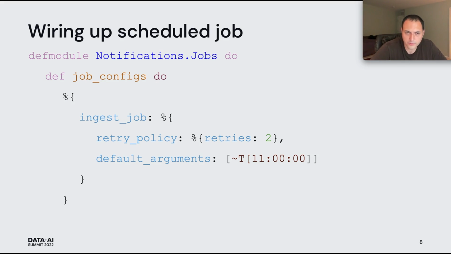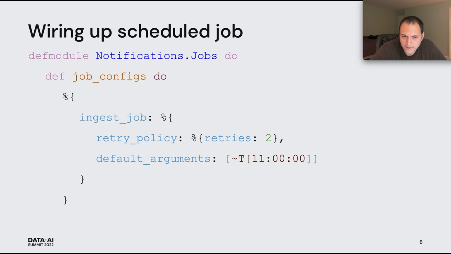So now we're looking at real Elixir code here. We define a module, notifications.jobs. This is just an arbitrary notifications thing, just for conceptualizing this. We define a function, job configs. It returns just a dictionary or a map, you could think of it. This is the Elixir notation for a map. That map has a single key called ingest job. So you might have guessed this is just an entry for one job.